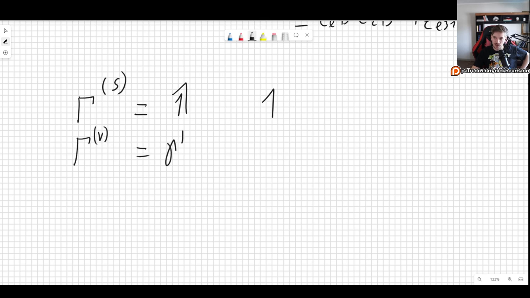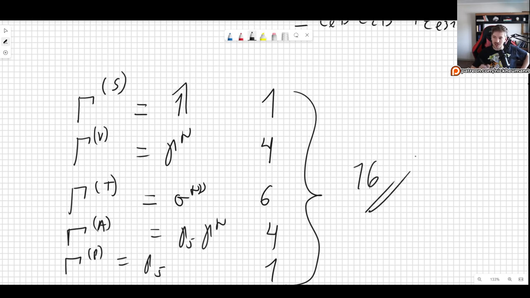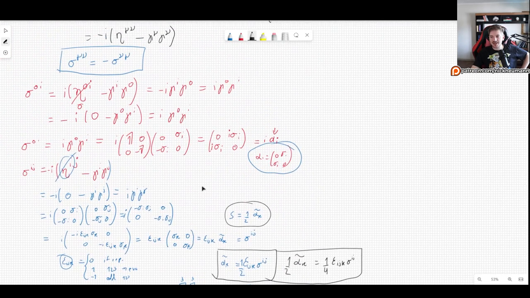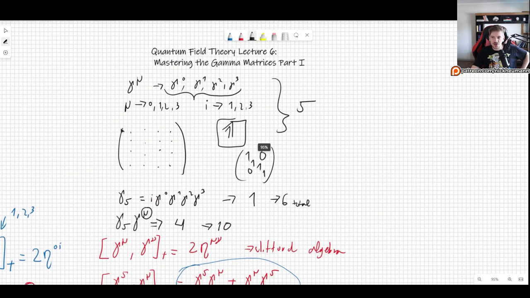The one that transforms as a vector is gamma mu, of which we have 4. But don't worry about that. We will see it soon enough. We have sigma mu nus, which are 6. We have the gamma 5 gamma mu, of which we have 4. And we have the gamma 5, the pseudoscalar, of which we have 1. So here we have in total 1, 4, 6, 4, 1, which is 16, precisely what we wanted. So there we go, we have found all 16 matrices that we needed, and along the way we practiced a bunch of different things that are very useful when dealing with gamma matrices.